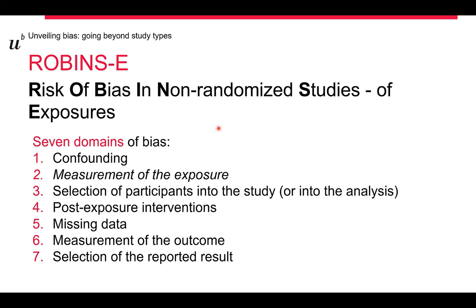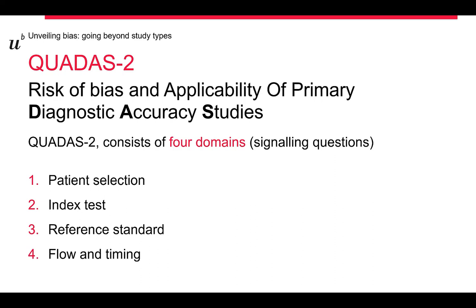Now we move to QUADAS-2, where we have the risk of bias and applicability of primary diagnostic accuracy studies. And as the title indicates, this tool will focus on studies that validate technologies or tools for diagnosis, and it focuses on four domains. The first one is patient selection. Then the index test, that is the test under evaluation, and the reference test or gold standard against which the test under evaluation will be evaluated. And finally, the flow and timing, how these tests were implemented in the study.